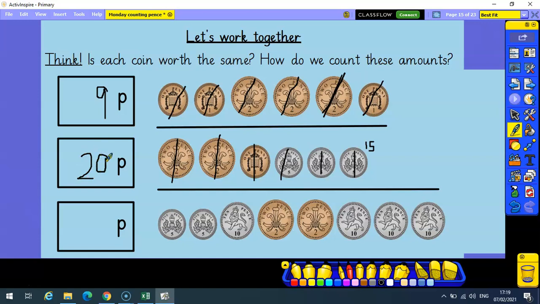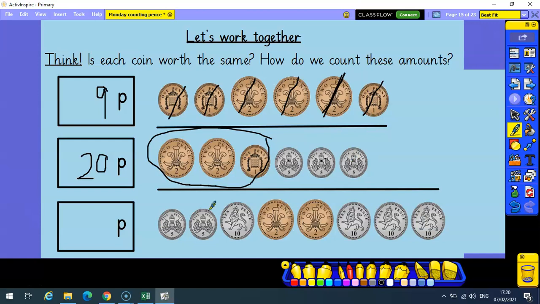20p. Shall I tell you what else I do sometimes? Sometimes I can see that the smaller amounts make another 5. So, for example, I know in my head that 4 add 1 is equal to 5. So I know that this is a 5. So 5, 10, 15, 20. That's another trick for you there.